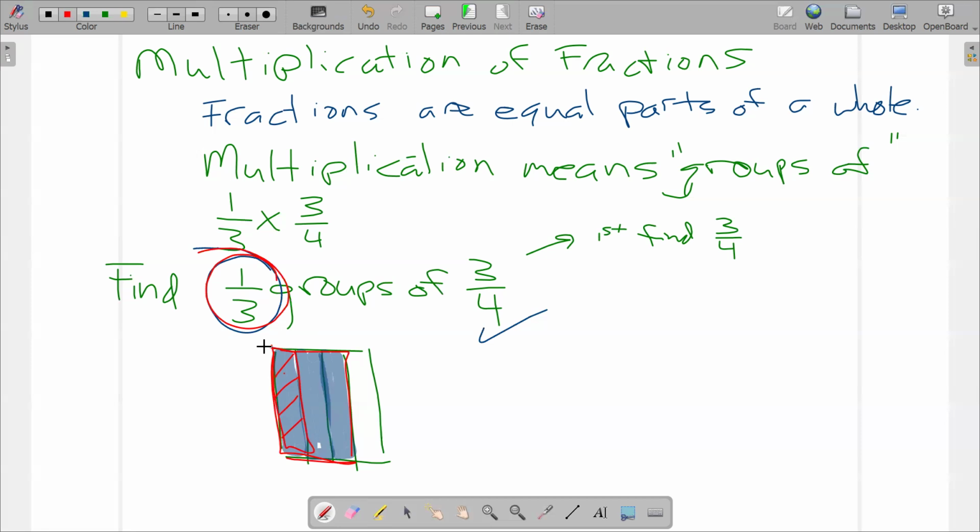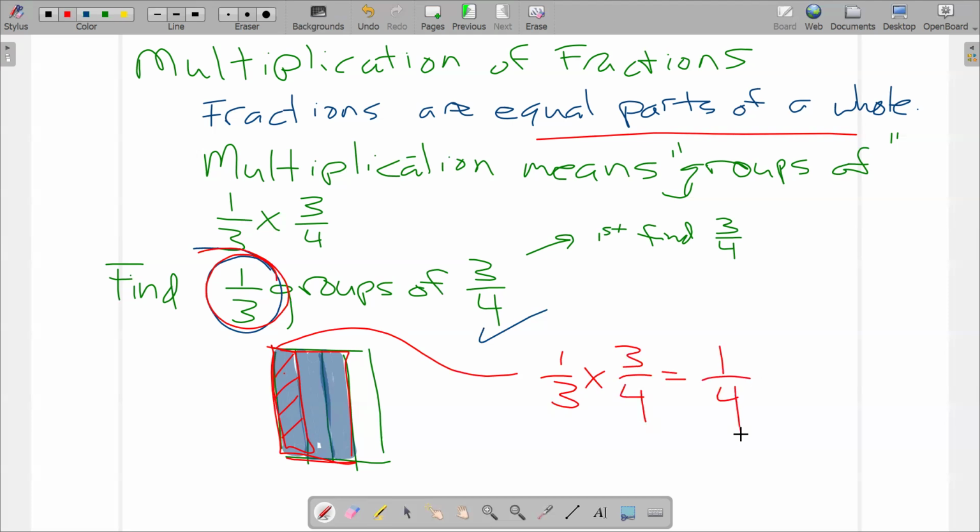What is a fraction again? Equal parts of a whole. Okay, so that chunk right there is what part of a whole? It is 1/4. So that tells me that 1/3 times 3/4 has to be 1/4 of the whole. Why? Because multiplication means groups of, and a fraction is an equal part of the whole.